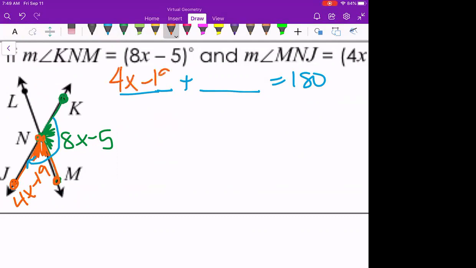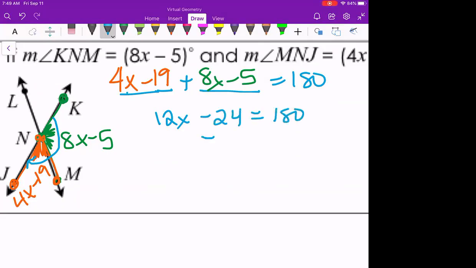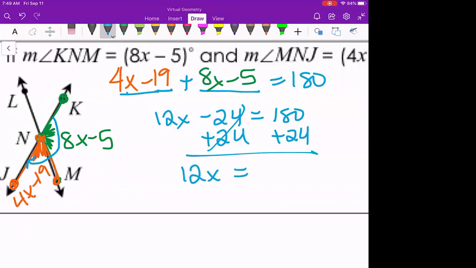So 4x minus 19 and 8x minus 5 make 180. So let's combine our terms. 4x, 8x, 12x. Negative 19 and negative 5, negative 24 equals 180. Okay, add your 24 back. And 12x is equal to 204. Divide out your 12. And my x is 17.